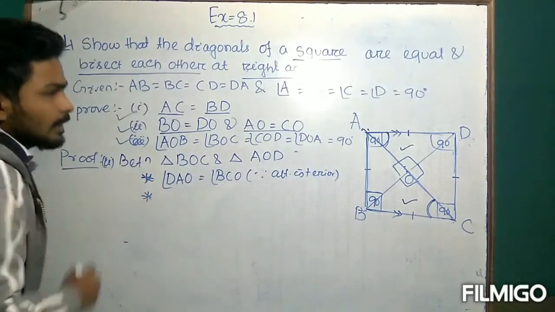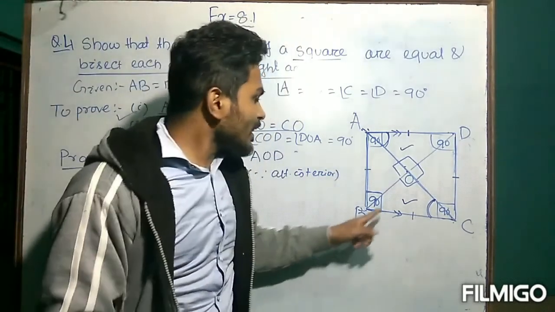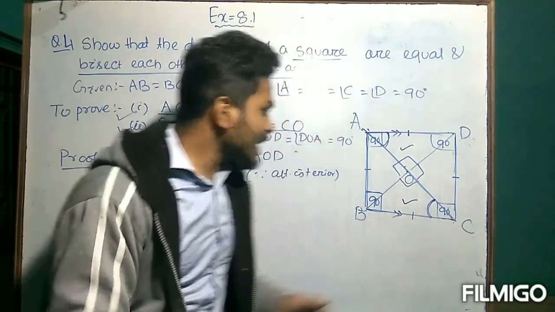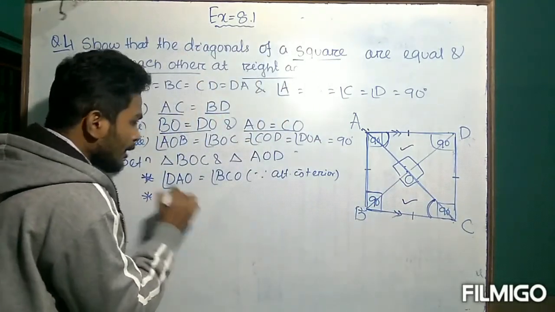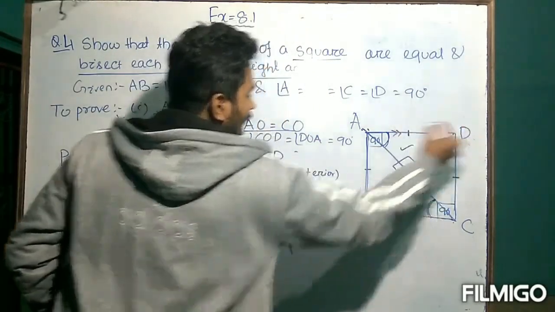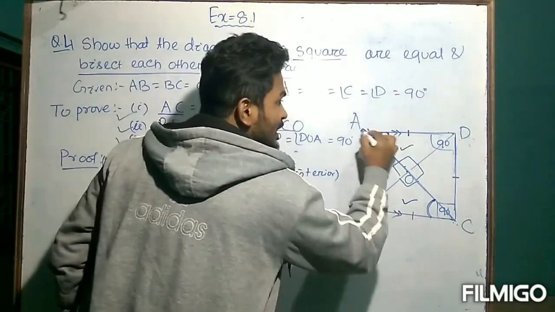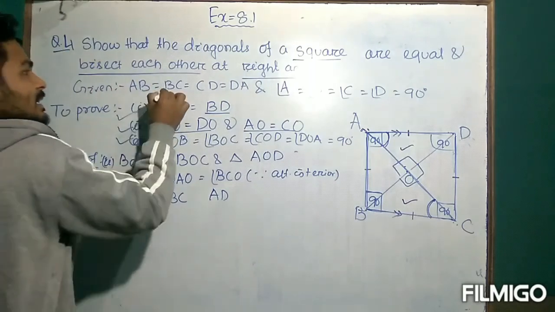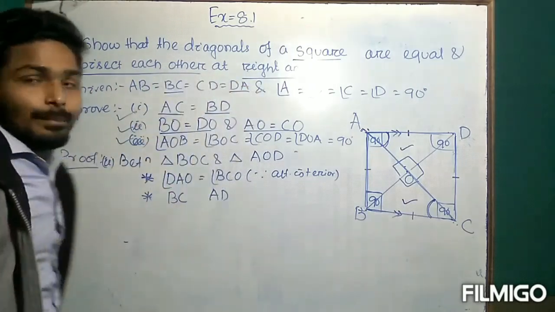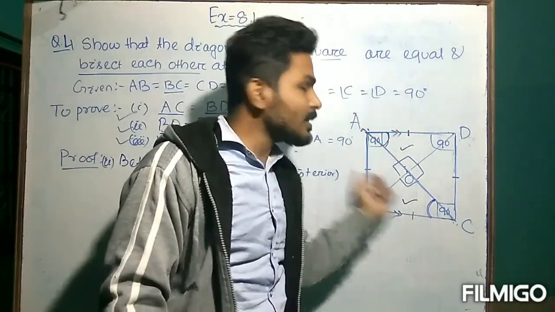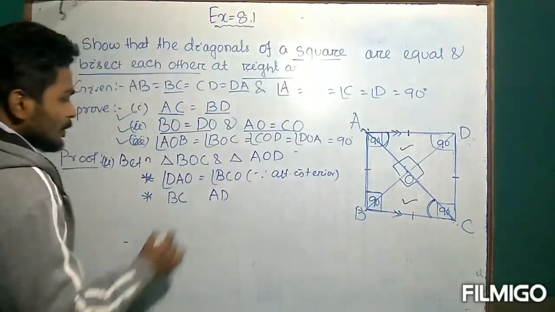Next, for the triangle BOC, BC is a side. For the triangle AOD, AD is a side, and we know BC is equal to AD. Why? See, BC is equal to AD because it is a square. So pair of opposite sides are also equal. So BC is equal to AD.